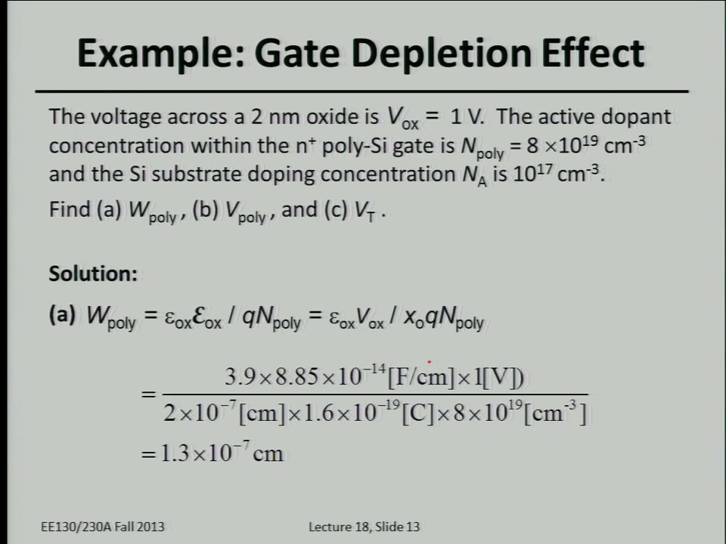Let's do a simple example. Let's say the oxide thickness is 2 nanometers. Usually the gate depletion effect is not of a concern unless your oxide thickness is really thin. So let's go through a simple example.